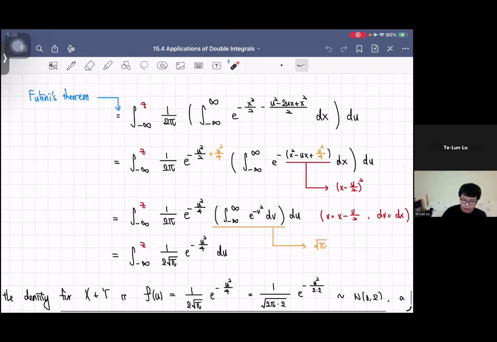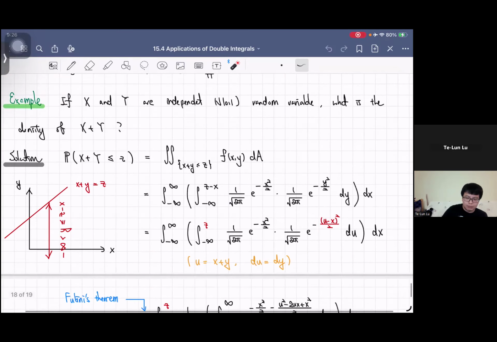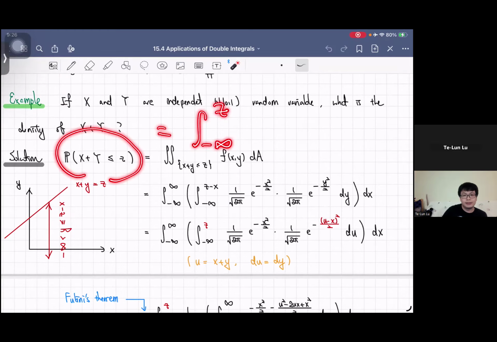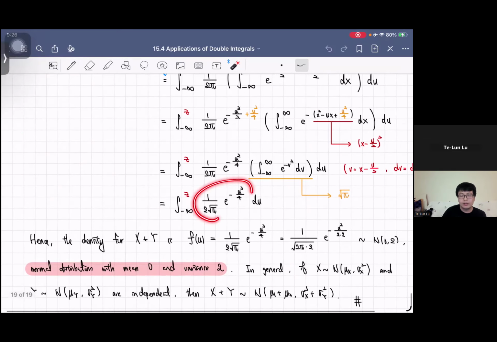Then, as we recall, we want to show that this probability is equal to the integration from minus infinity towards z of some particular function g(u). So this g(u) is indeed our density, given by 1 over 2 root pi times e to the minus u squared over 4.